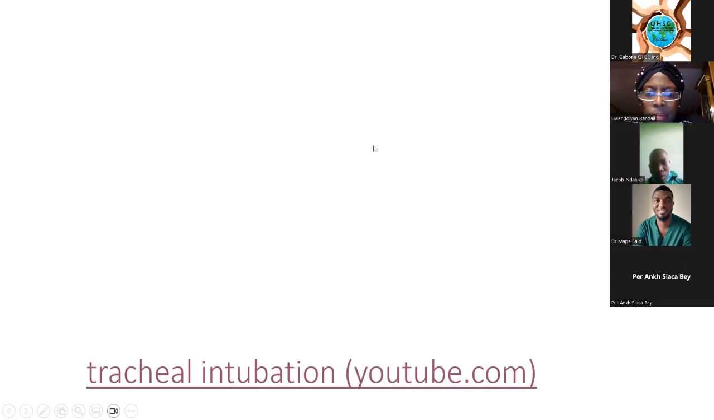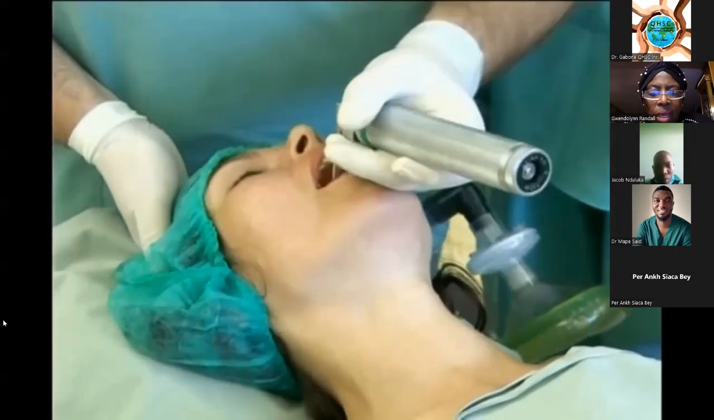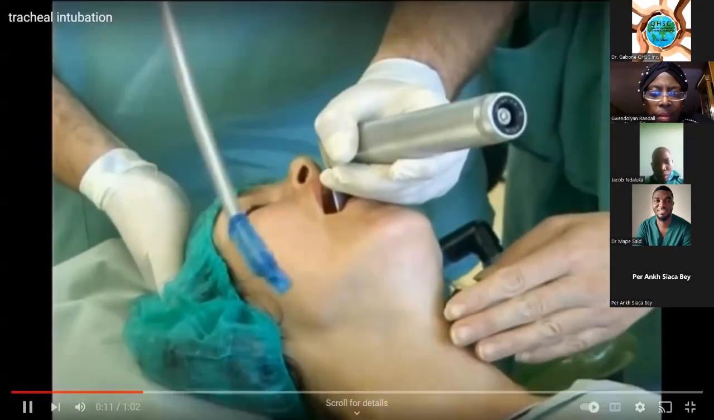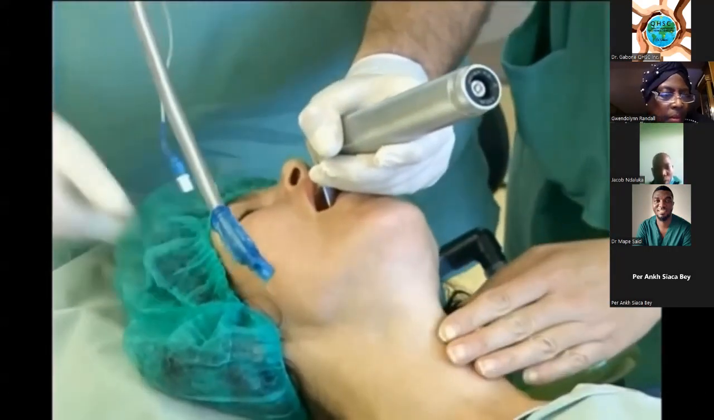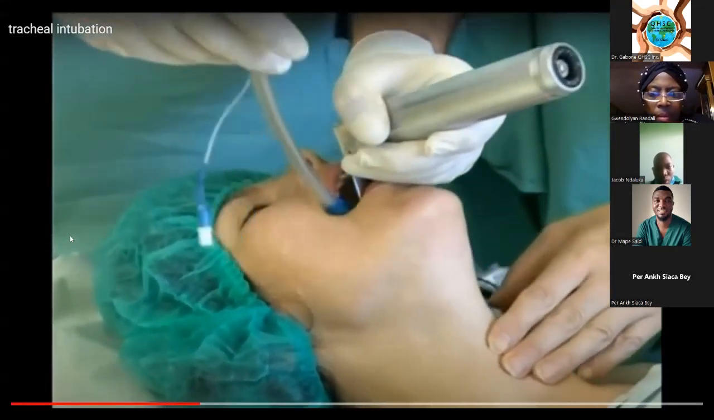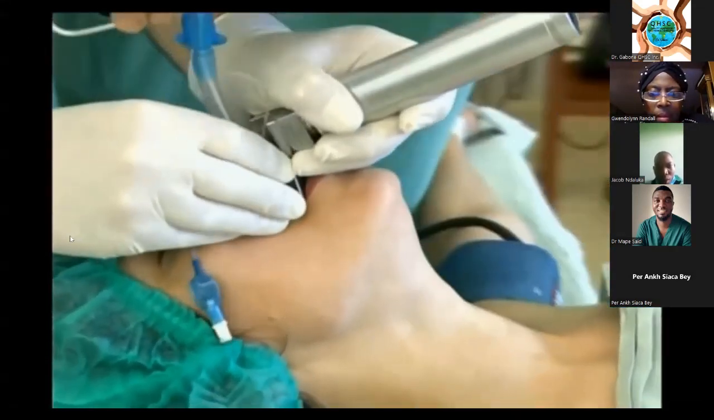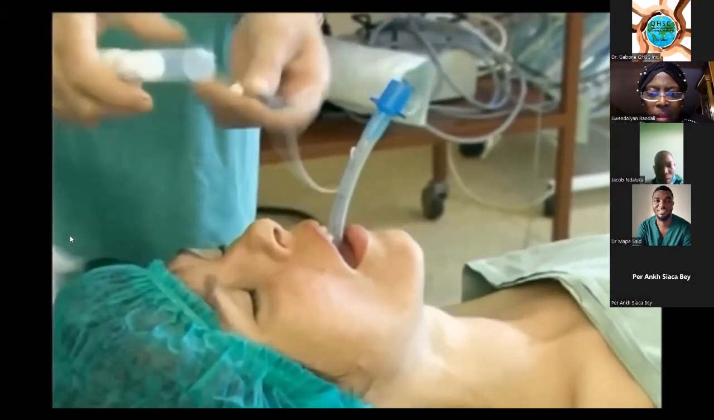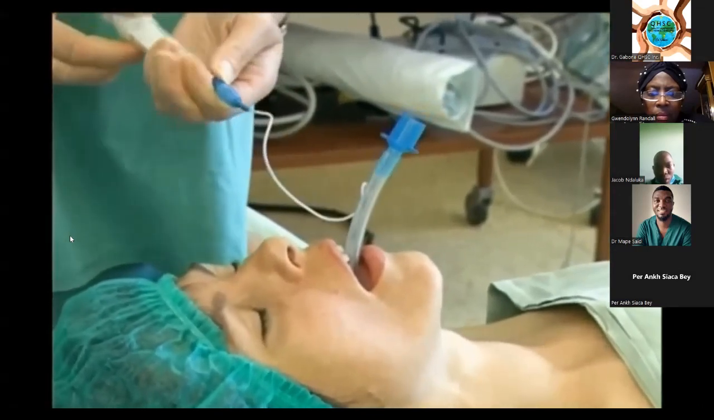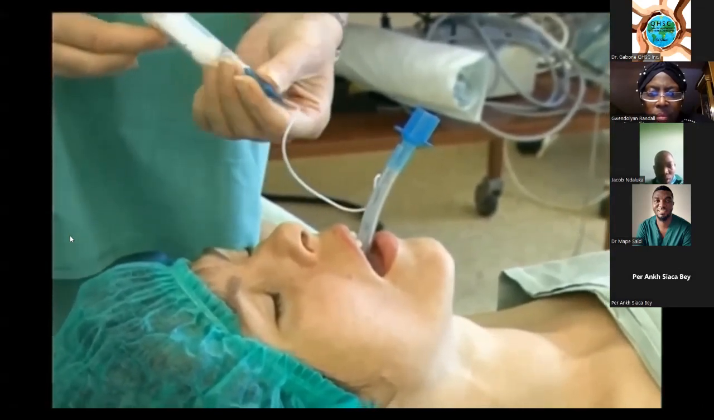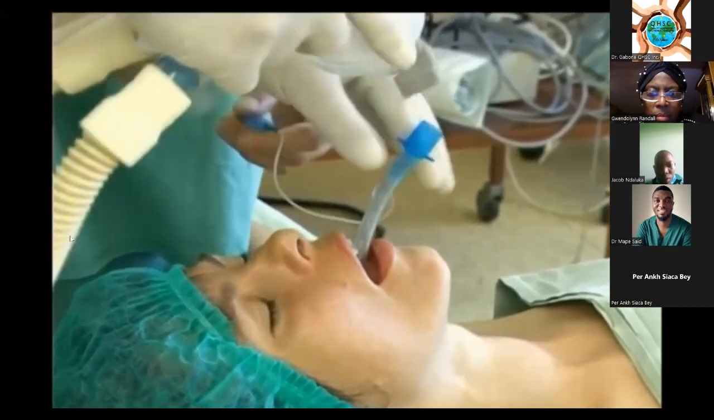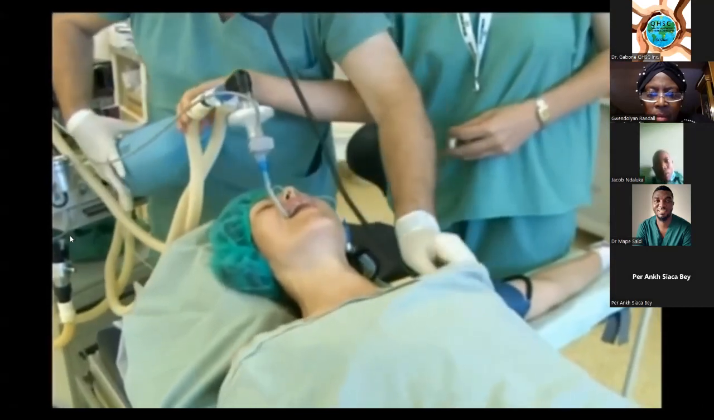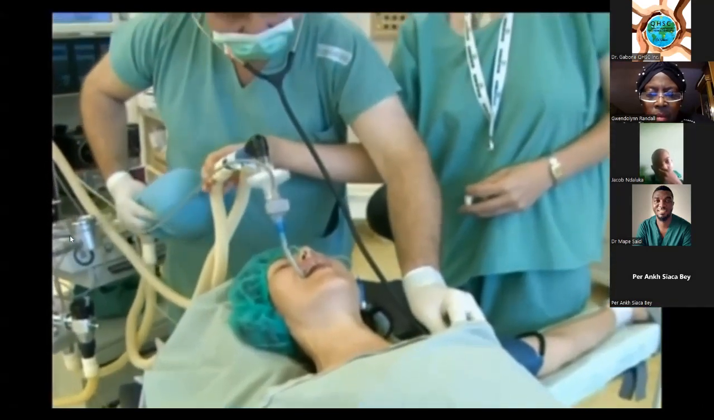Now we will see the YouTube video which will show us the tracheal intubation, with the laryngoscope and intubation. So now the tip of the blade is in the vallecula, and they just apply lifting of the epiglottis upward to get good visualization of the vocal cords. And if you see the vocal cords, you set the tube. Soon after you set the tube, you need to inflate the cuff so as to prevent things like secretions from going into the airway.